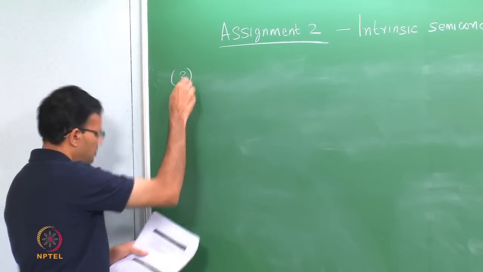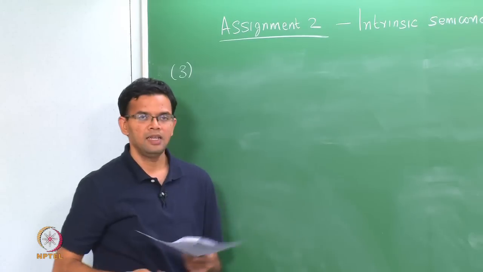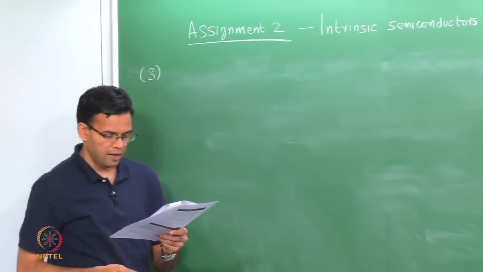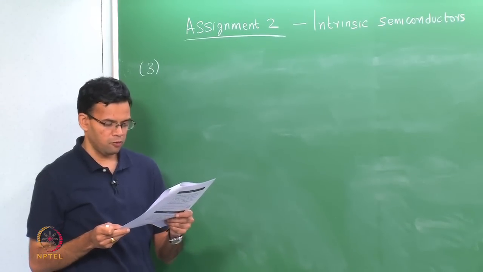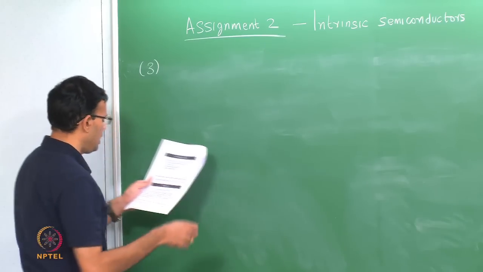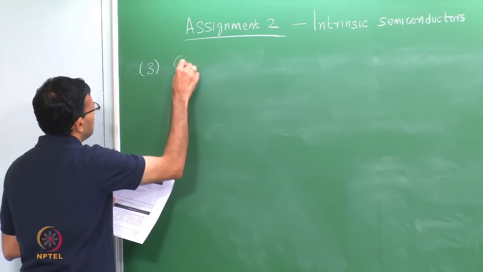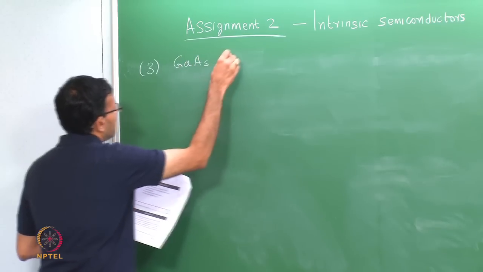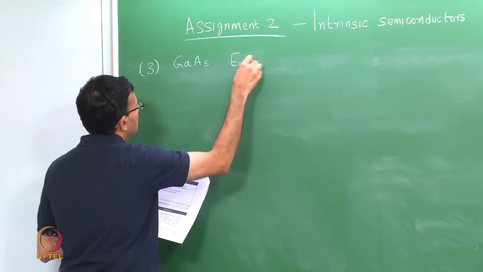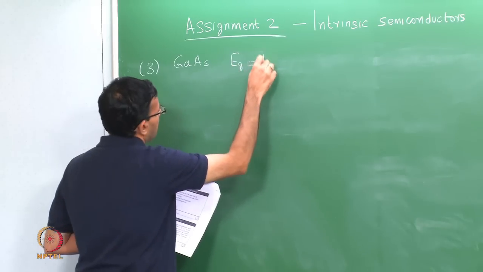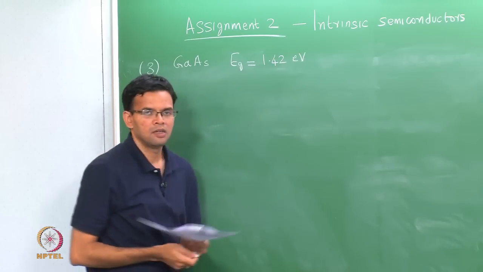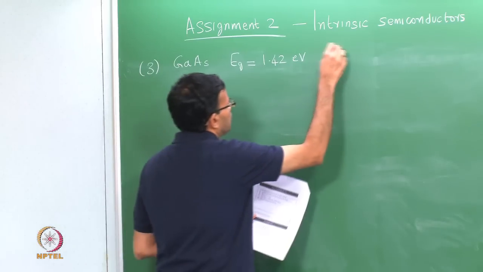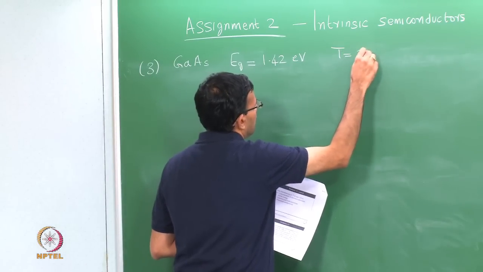So, question 3, we have gallium arsenide, which is a direct band gap semiconductor with Eg of 1.42 electron volts at 300 Kelvin. So, gallium arsenide has a higher band gap than silicon. It is also a direct band gap material, but that is not relevant for this question. It is at room temperature, so temperature is 300 Kelvin.